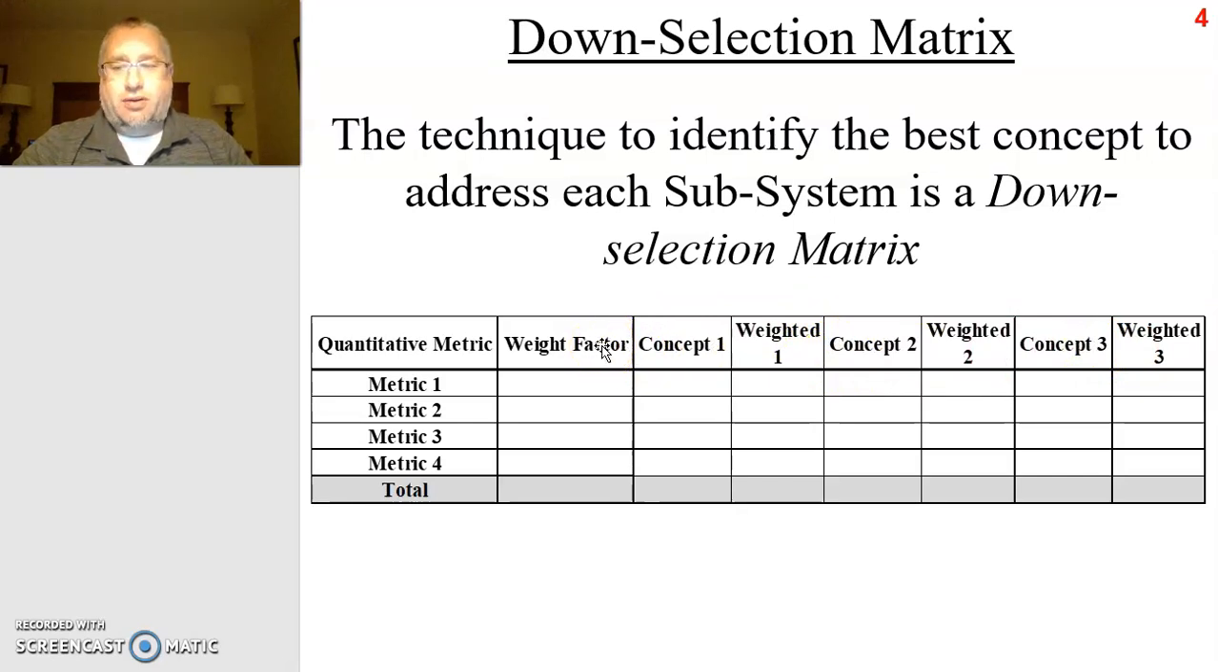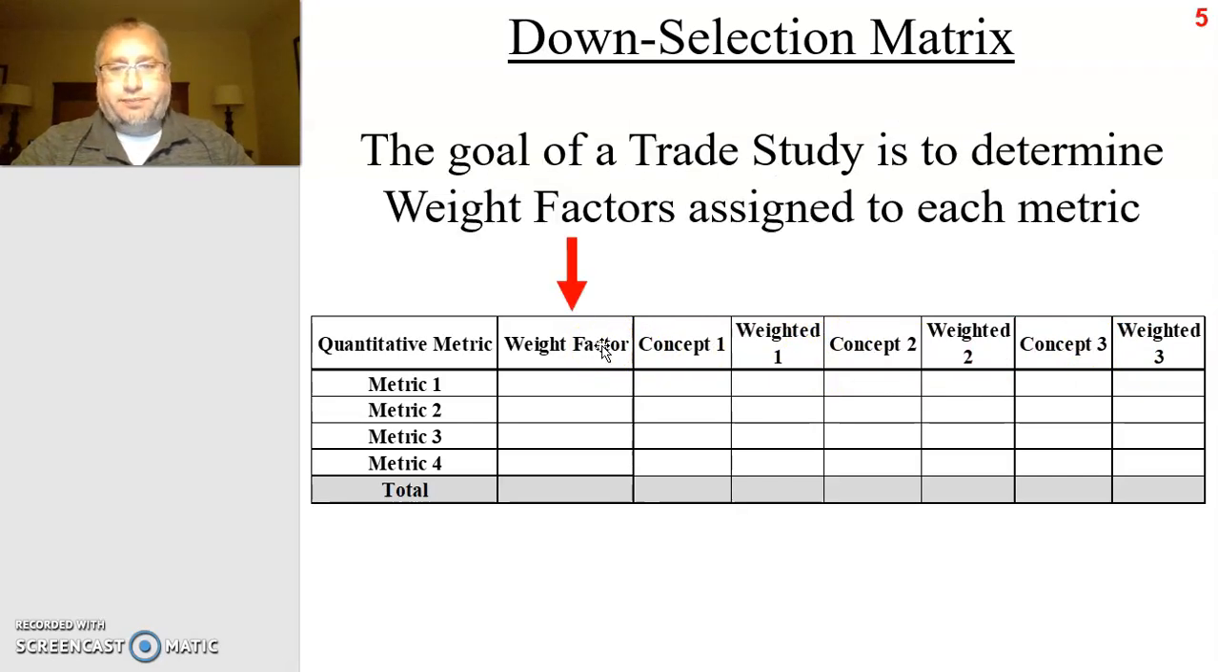What we'll be doing is generating the weighting factor. This column that says weight factor is effectively the goal of a trade study. Each of the concepts is going to have a normalized value associated with it: how well that particular concept addresses each of the metrics that you've identified for this subsystem. But some of the metrics are more important than others, and that's what the weight factor is.